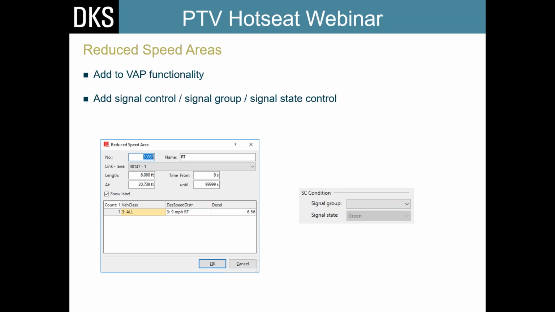Reduced speed areas. A lot of times we want to have these conditionally applied rather than all the time or just simply by time. So being able to add reduced speed areas is one of the options with VAP. Currently VAP will only allow you to control desired speed decisions. And then also perhaps add the ability to control the reduced speed area activity based on the signal group, signal control, and signal state, similar to the way priority rule does. So make it active based on those conditions.